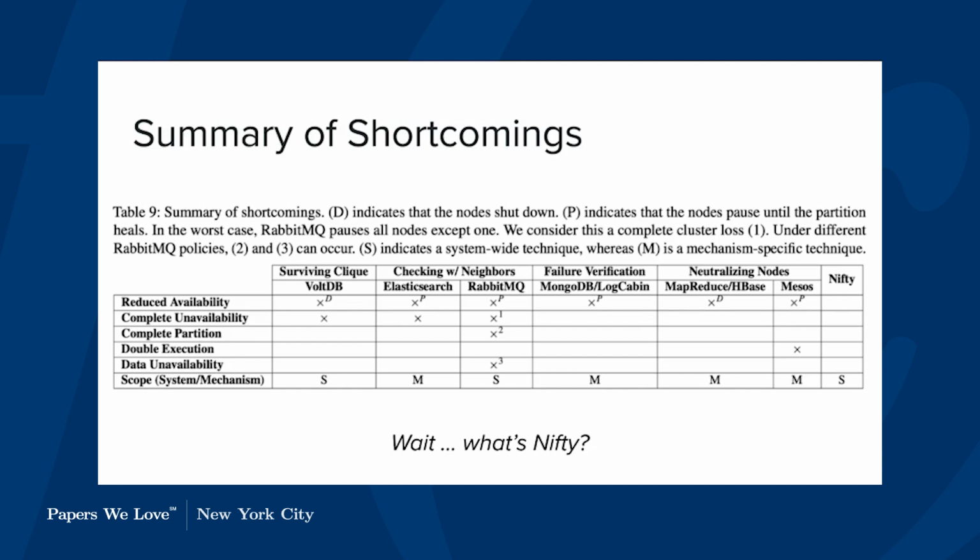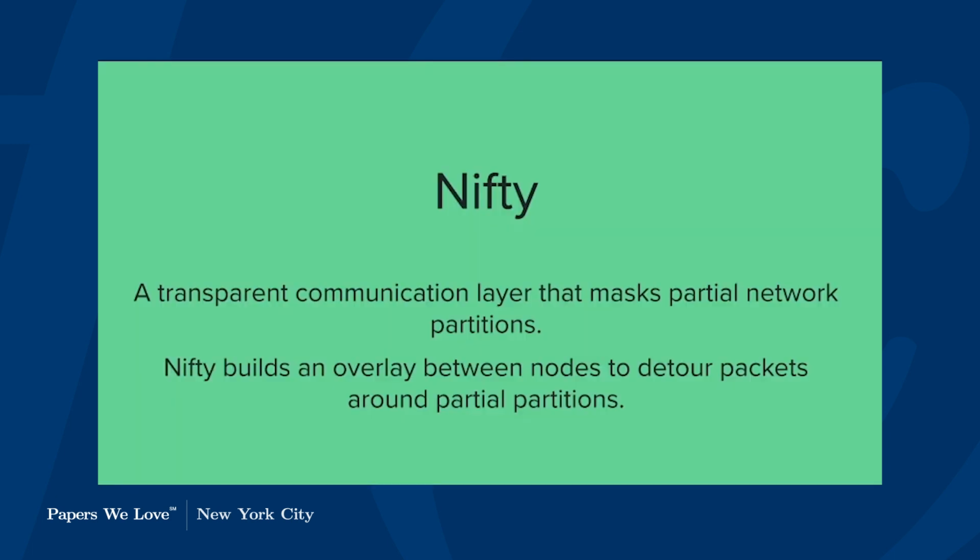And then you look over and you see, wait a minute, what's this Nifty thing? It seems to have solved all my problems. So let's find out. Nifty is presented by the authors of the paper. They describe it as a transparent communication layer that masks partial network partitions. And Nifty builds an overlay between nodes to detour packets around partial partitions. What does that mean?